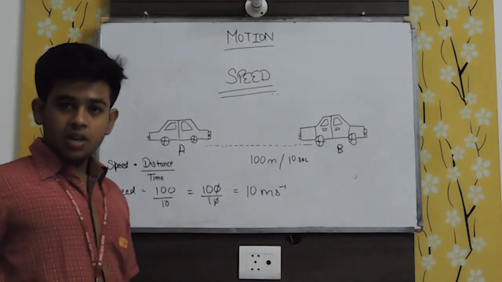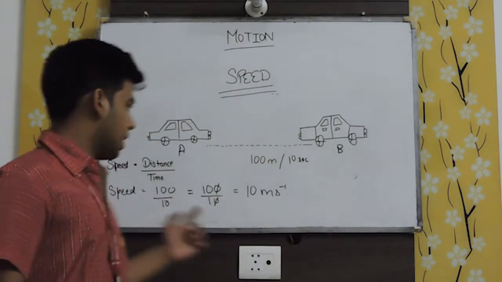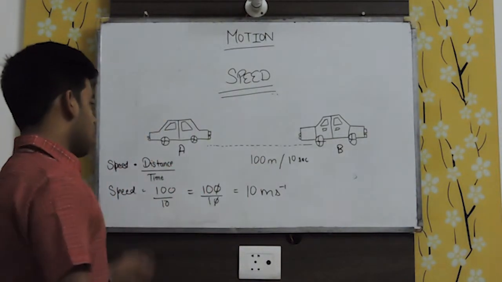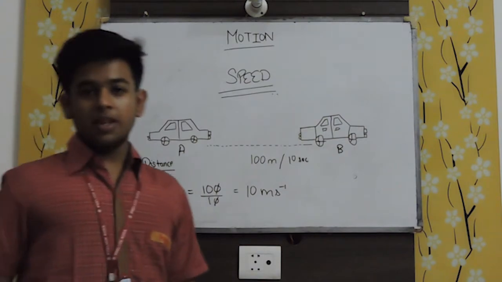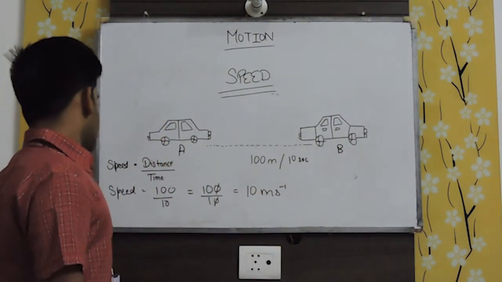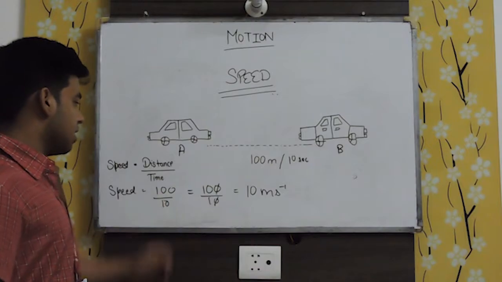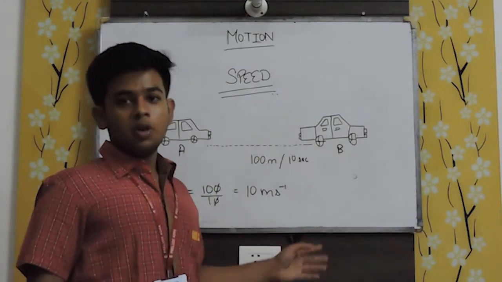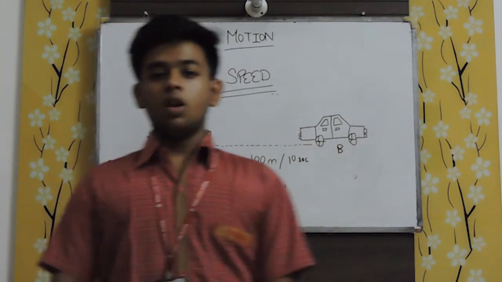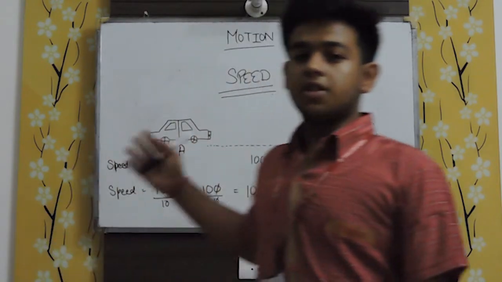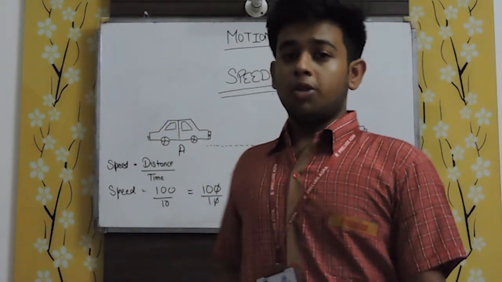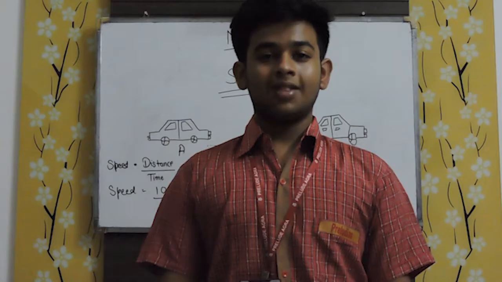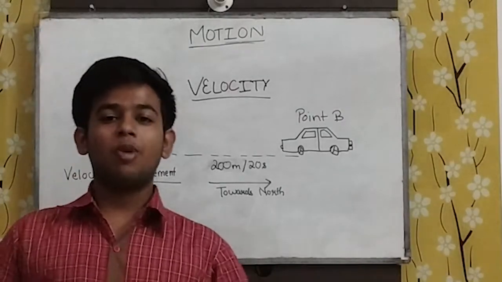Formula to calculate speed: speed equals to distance upon time. Let us put these values in this formula in order to get the speed of this car. Speed equals to 100 meters upon 10 seconds, which eventually get us to 10 meters per second. So, we'll say that the speed of this car traveling from point A to point B is 10 meters per second. Thank you. Today, let's talk about velocity.